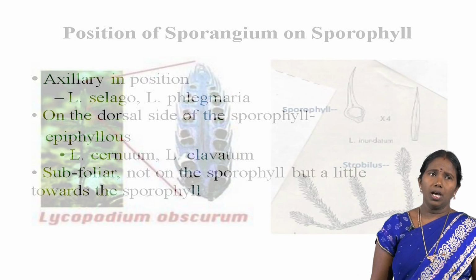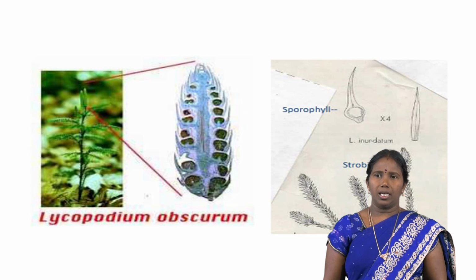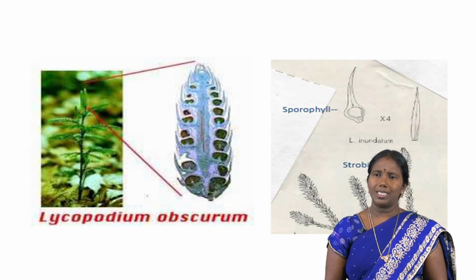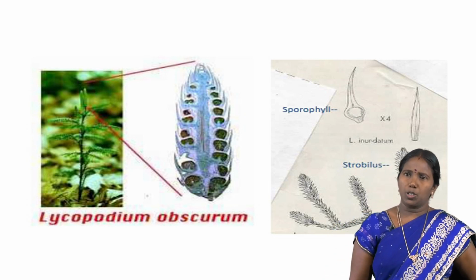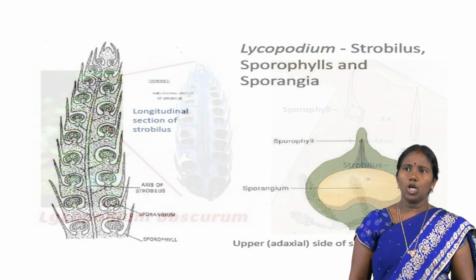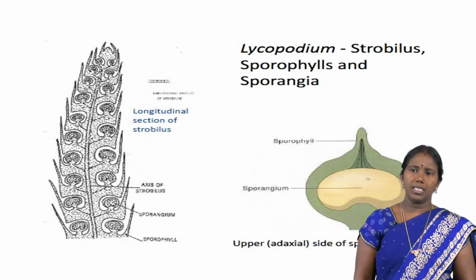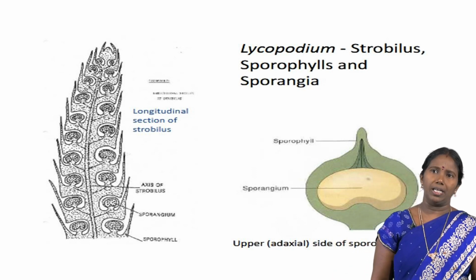This slide shows Lycopodium. This is a longitudinal section of a sporangium. This one is a strobilus, and this is the microsporophyll with sporangia. Next, Lycopodium strobilus, sporophyll and sporangia. This is the upper side of the sporophyll.